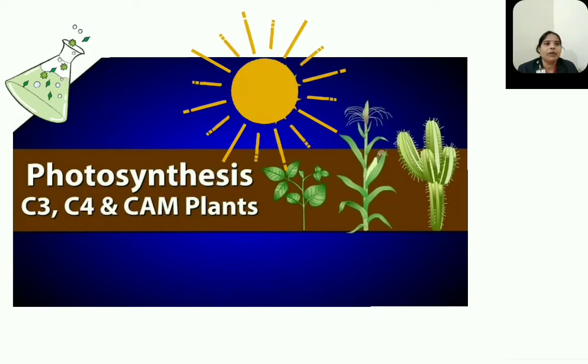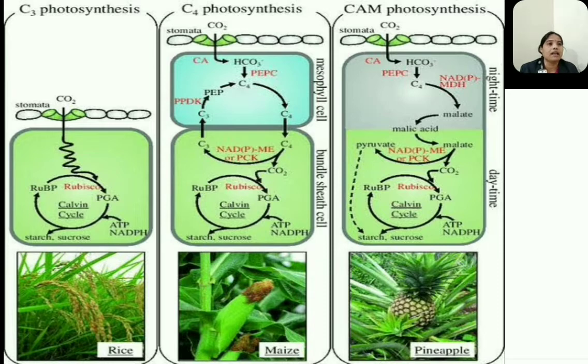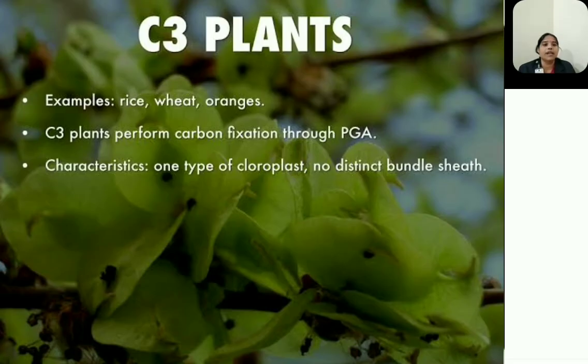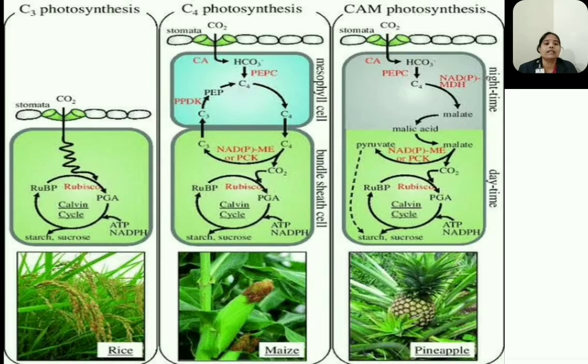So here is a comparative study of C3 photosynthesis, C4 photosynthesis and CAM photosynthesis. First, C3 plants. What is meant by C3 plants, C4 plants and CAM plants? First, C3 plants. For example, rice, wheat, pea, soybean. More than 80% of plants are C3 plants. These C3 plants are found in all photosynthetic plants.